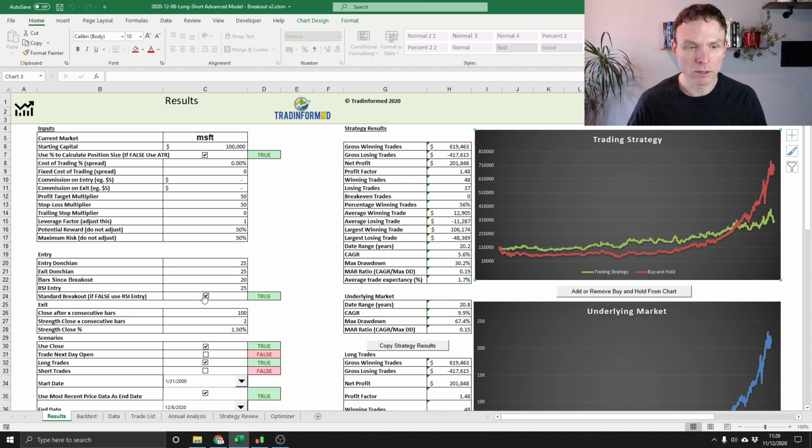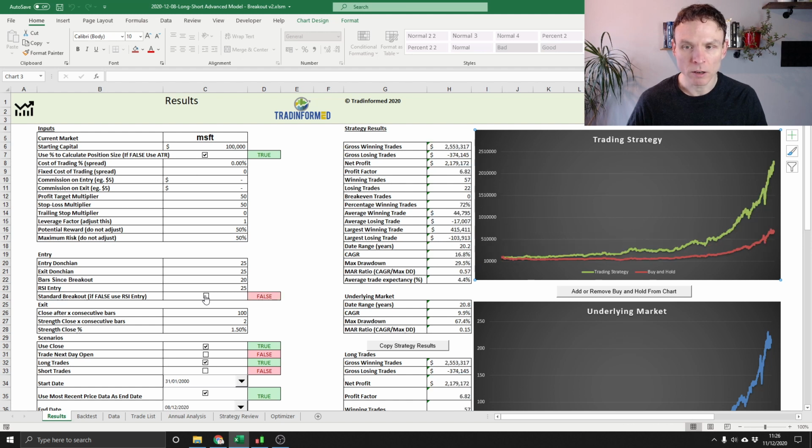Now I'm going to go into the RSI version, and you can see we have a completely different story. Now I've not changed anything else except the strategy. The breakout uses Donchian channels. We enter and exit using the channels. The RSI version waits for a breakout of the Donchian channel, and then it waits for a reversal. It waits for a pullback using the RSI, and then it enters. And you can see we've got a completely different story, significantly outperforming buy and hold.